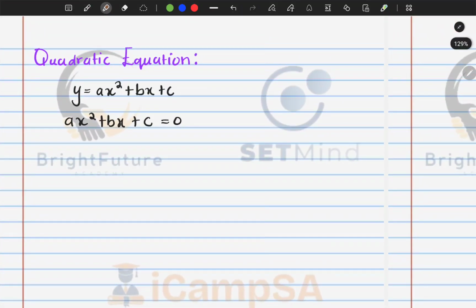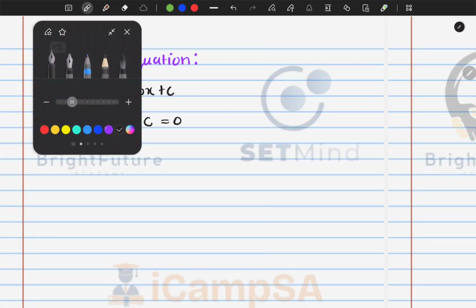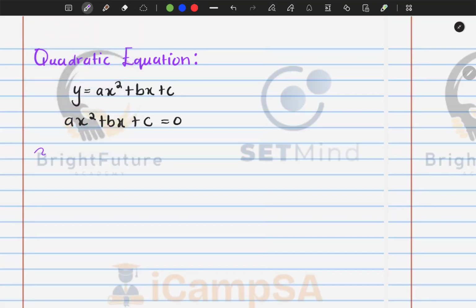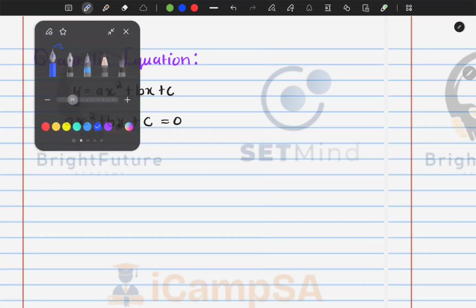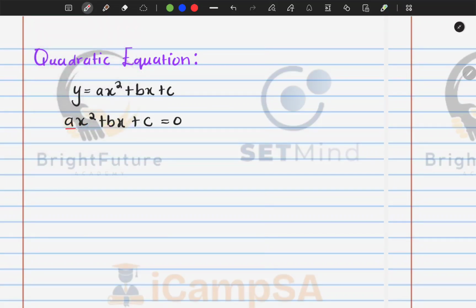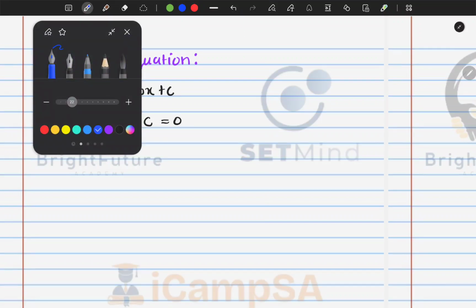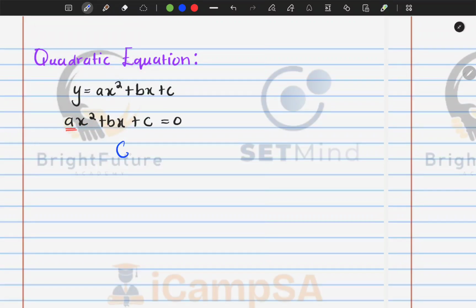So remember, this is an equation, and what we are trying to find is a formula that will allow us to solve this quadratic equation. So how are we going to do this? The first step is to factor out a. So completing the square, remember, is very important in our doing of this. So what we aim to do is to first complete the square.